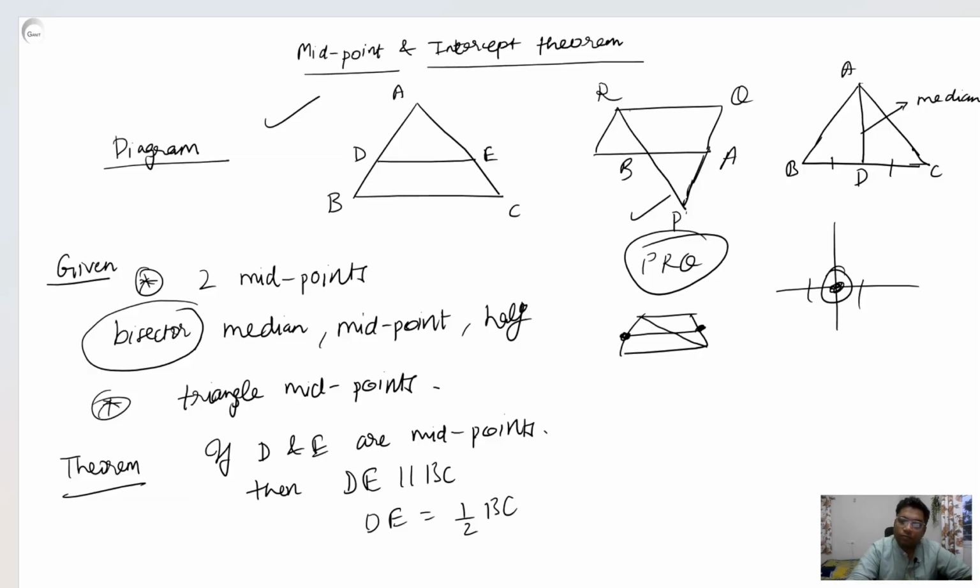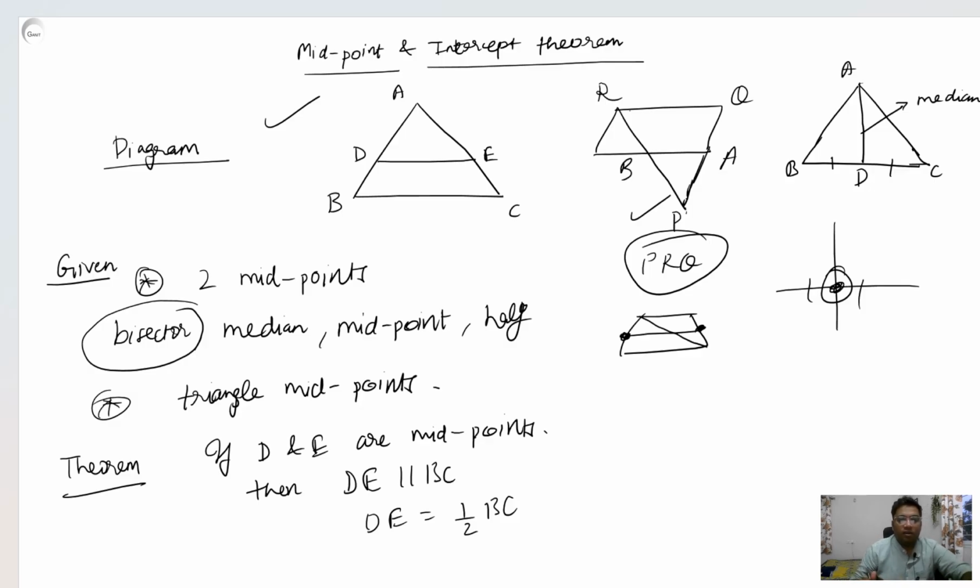What is given? Two midpoints. It has to be given. If one midpoint is given, it's not a midpoint theorem question. If midpoints are given on a quadrilateral, it's not a midpoint theorem question. You have to make it one. You have to do some construction. You have to bring a triangle into the game, and then hope and pray to God that it becomes a midpoint theorem question. So be smart about it. Know what you're getting into.